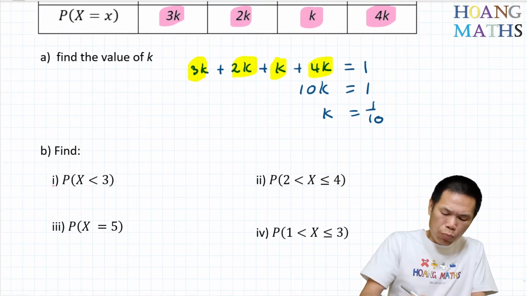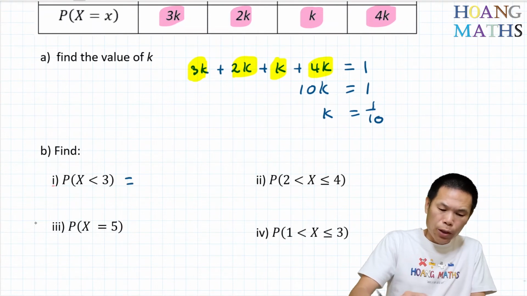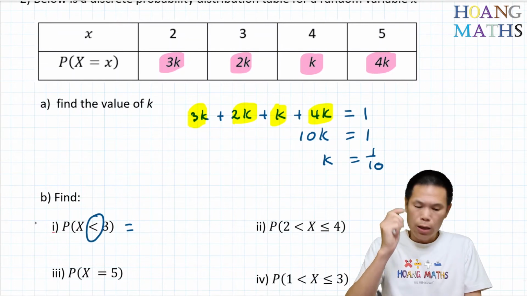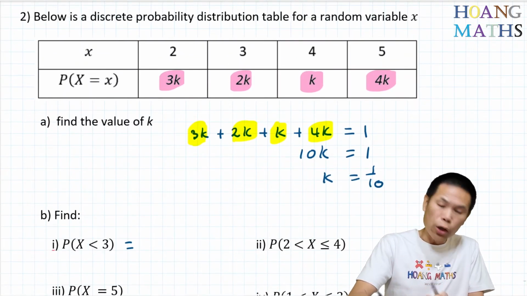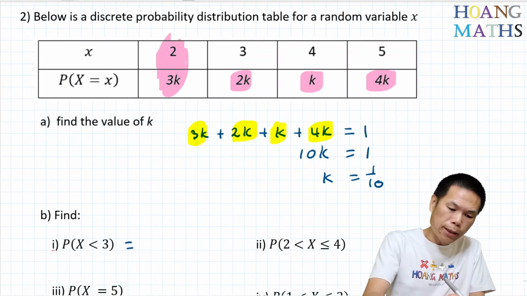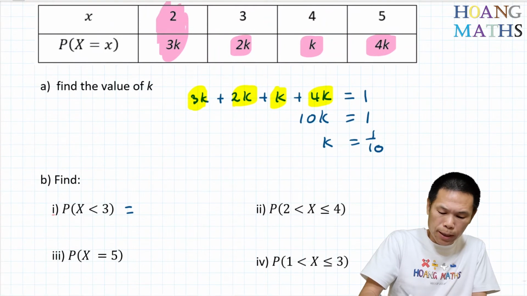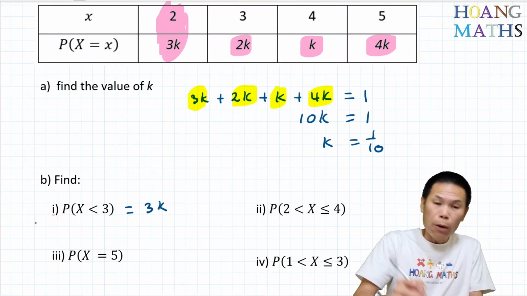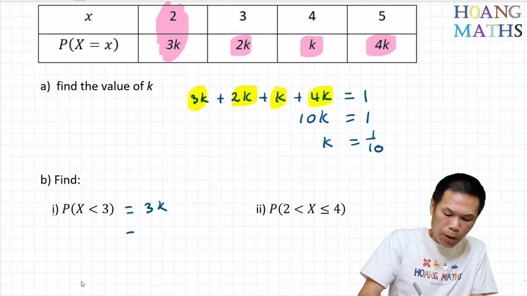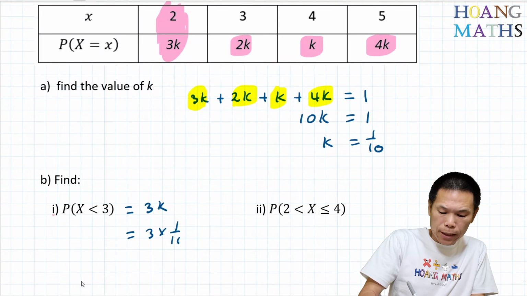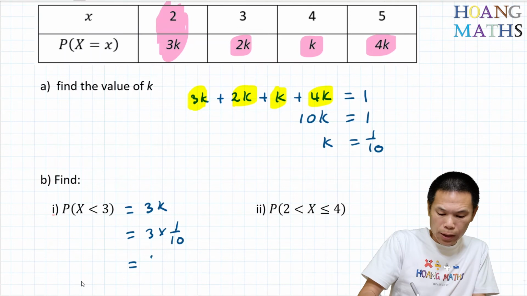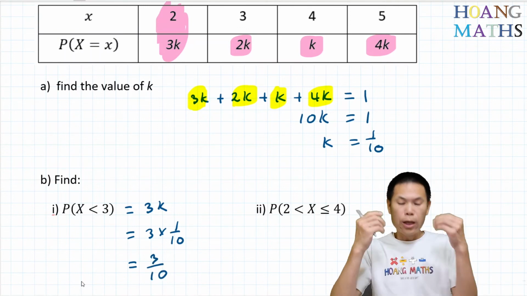Now we need to find the probability of x less than 3. So x is less than 3. Remember, there is no equal sign. So therefore, it's only 2, because it's not including 3. So when x is equal to 2, the probability is 3k. But we know that k is 1/10. So 3 times 1/10, because k is 1/10. We put that in a calculator. Otherwise, 3 times 1 is 3, so 3/10. So there you go.